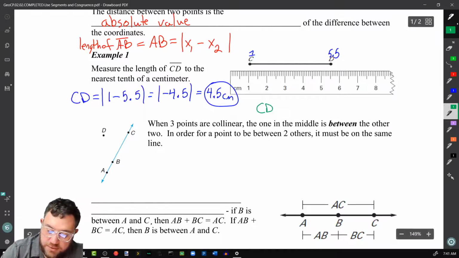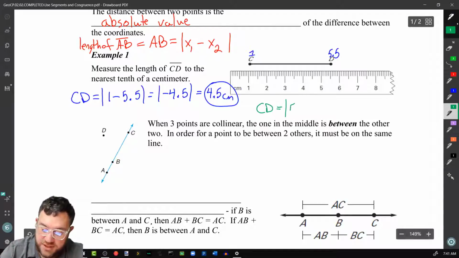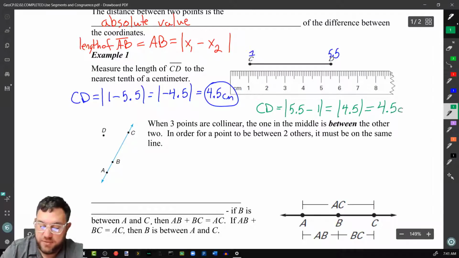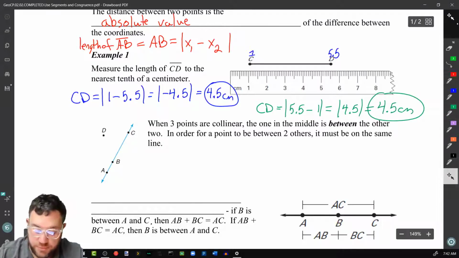We could also do this doing the coordinate of D minus the coordinate of C. So we could do 5.5 minus 1, which would give us the absolute value of 4.5, which is still 4.5. Either way you do it, you're getting the exact same result.